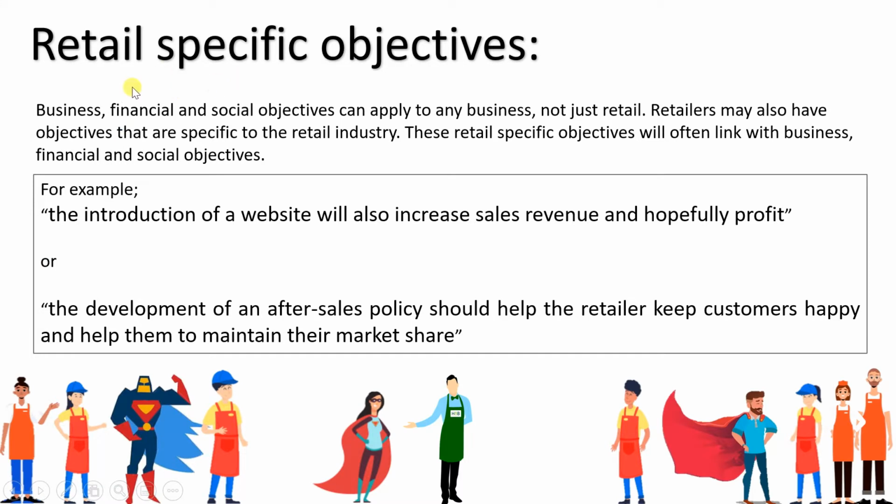So let's start with some detail. Retail specific objectives. Well, we've looked into the first, business, financial and social objectives, which can apply to any business, not just retail. Retailers may also have objectives that are specific to their retail industry. These retail specific objectives will often link with business, financial and social objectives, so they're a bit of a mixture.